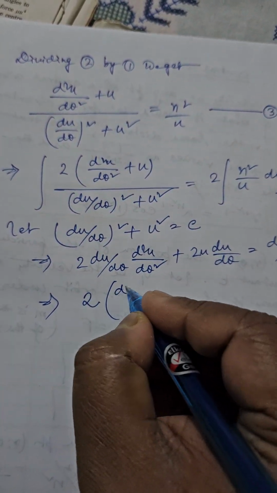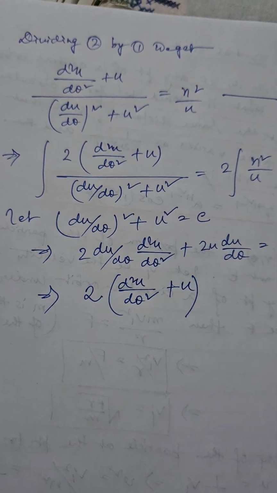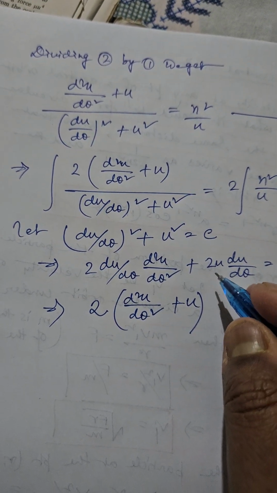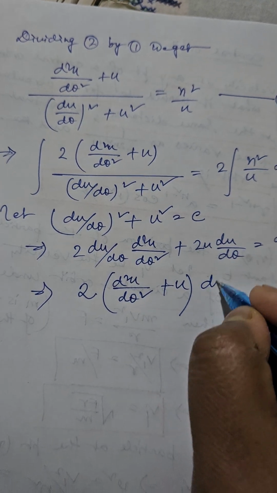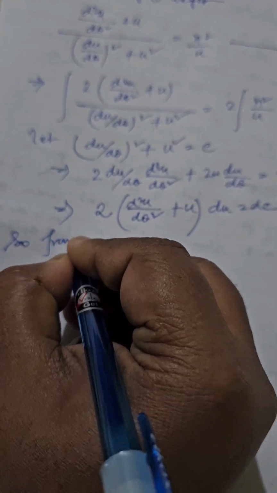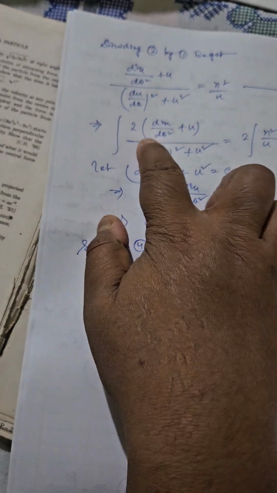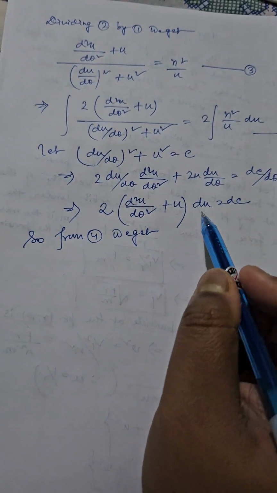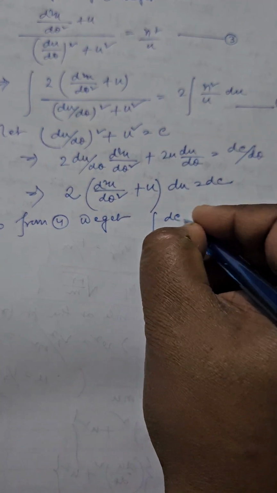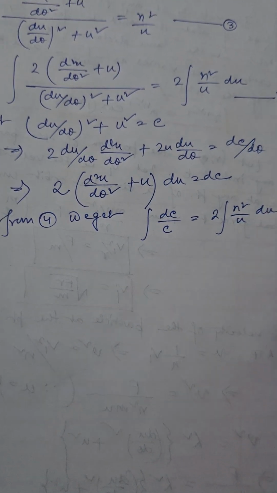So 2 (d²u/dθ² plus u) du/dθ will be equal to dc. So from 4 we get, now you need to substitute this result in equation number 4. Then this expression will be dc divided by c, and on the right hand side 2 n square by u du.